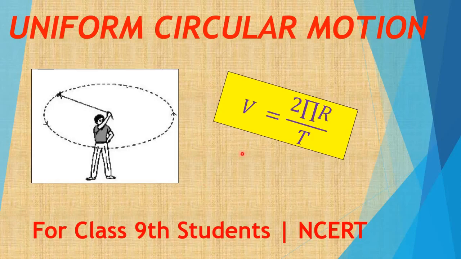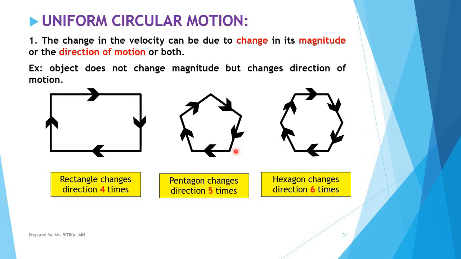Hello everyone. In this video, I will discuss uniform circular motion. What is the mathematical expression for it? What are the day-to-day life examples based on this? And what is basically the concept of uniform circular motion?